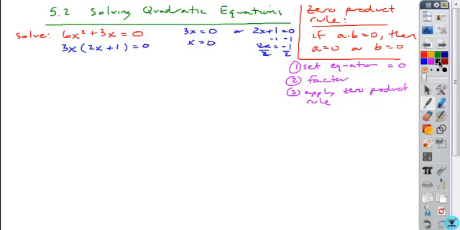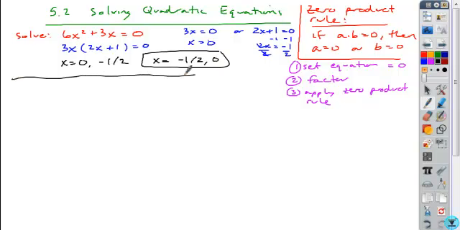Realistically, you guys should be comfortable just setting these factors equal to 0 mentally. So if I ask you, based on this factor 3x, what value of x would make this equal to 0? 0. In this second factor, 2x plus 1, what value of x would make this factor equal to 0? The shortcut is you just take the opposite of the constant, so negative 1, divided by the coefficient 2. And the last thing that you would do, when you write this online, is just make sure that you write from the smallest answer to the largest. All right.